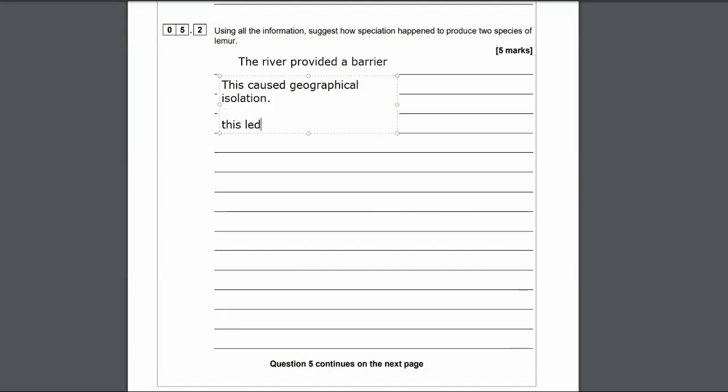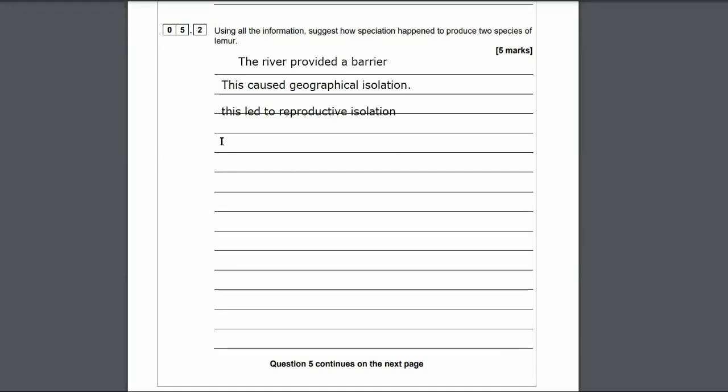So, as with all types of speciation, we need to have a barrier that isolates the 2 populations, whether that's a physical barrier or a behavioral barrier or something else. Here on the map, we can clearly see there's a river. So maybe the river provided the barrier, but it's definitely some sort of geographical isolation. And this eventually led to reproductive isolation.